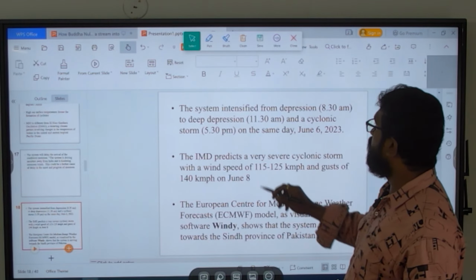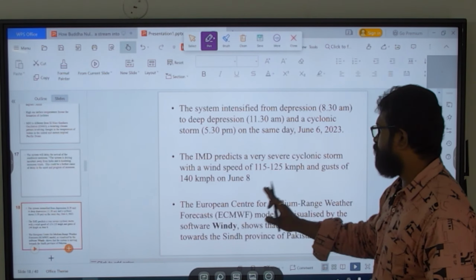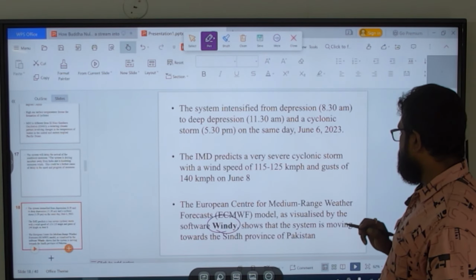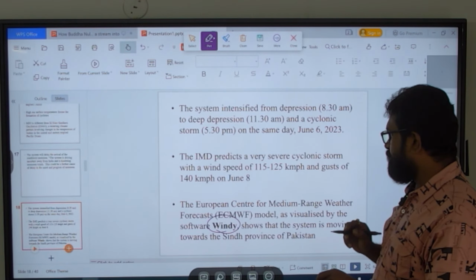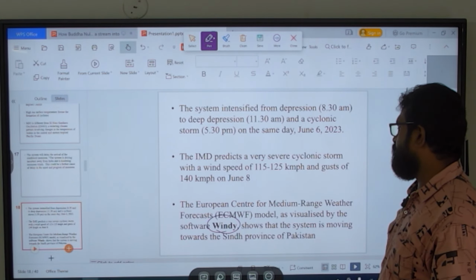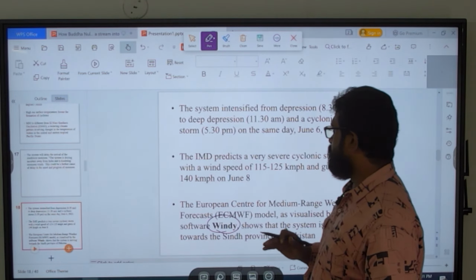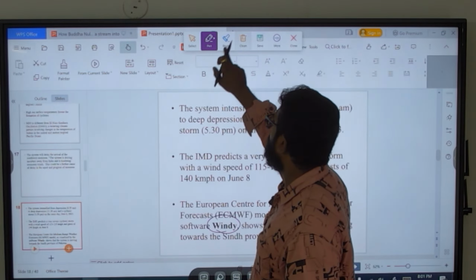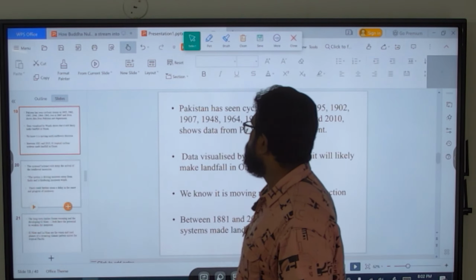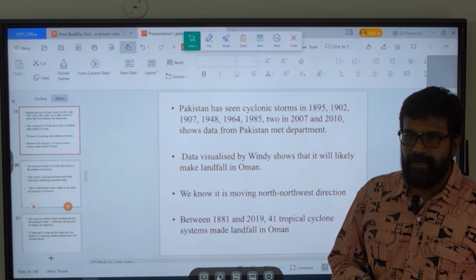And one more thing you should know: there is a software created by the European Centre for Medium-Range Weather Forecasts. The software is called Windy. This Windy visualizes these kinds of cyclones. It is a special software created by the European Centre for Medium-Range Weather Forecasts. Windy, right?